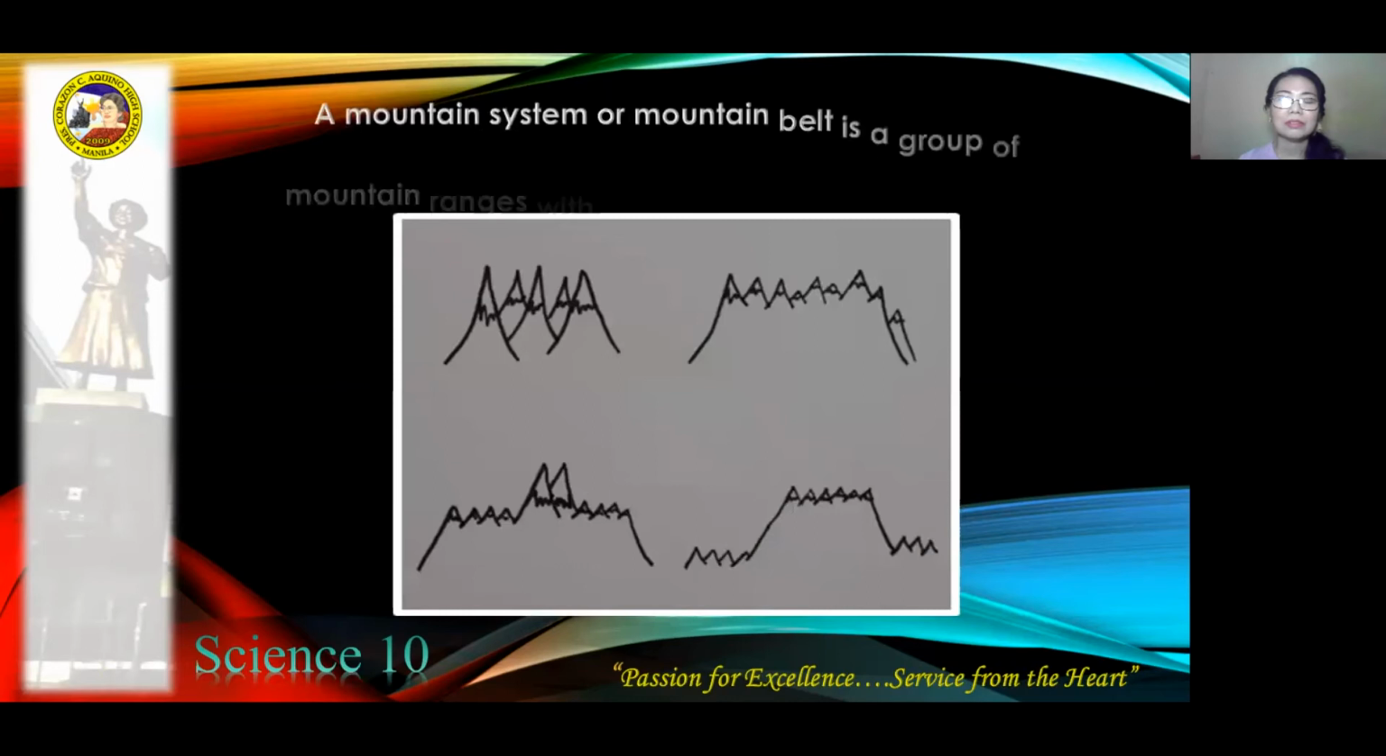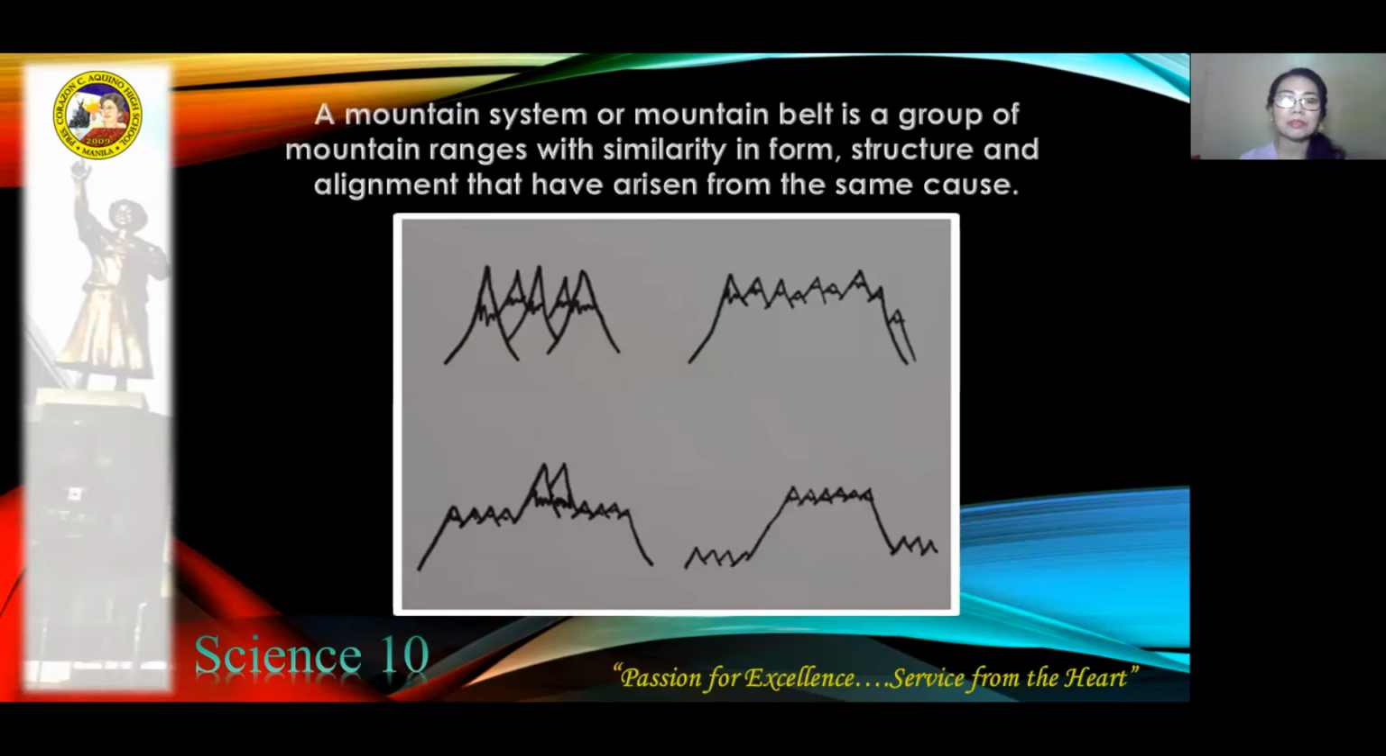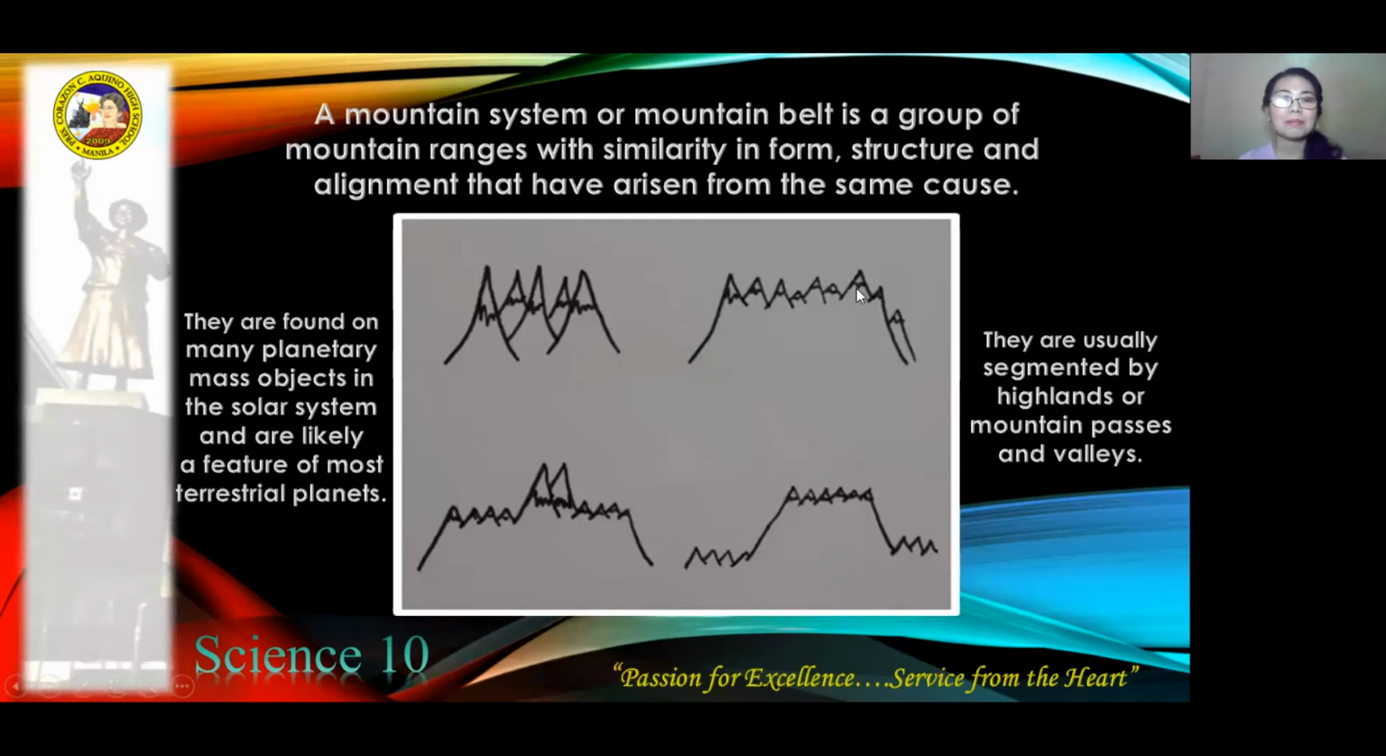Okay, now I have here a diagram of the mountain belt. A mountain system or mountain belt is a group of mountain ranges with similarity in form, structure, and alignment that have arisen from the same cause, as what you can see in the diagram. They are found in many planetary mass objects in the solar system and are likely a feature of most terrestrial planets. They are usually segmented by highlands or mountain passes and valleys.